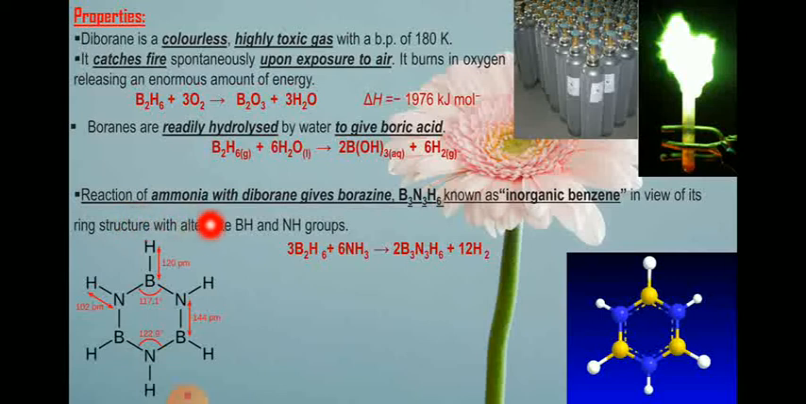When diborane reacts with ammonia, 3B2H6 reacts with 6NH3. It gives an inorganic compound called borazine with the formula B3N3H6, along with the evolution of dihydrogen. This borazine B3N3H6 is known as inorganic benzene.